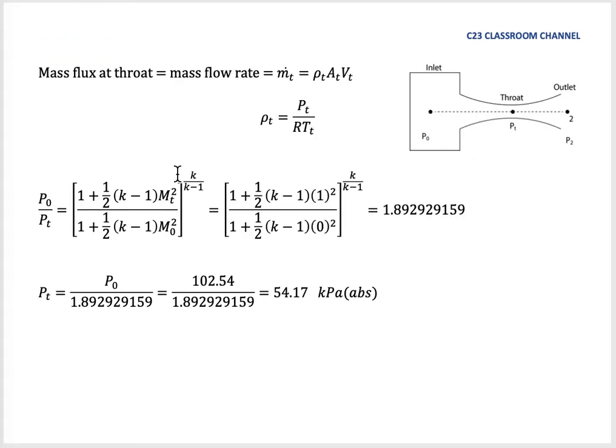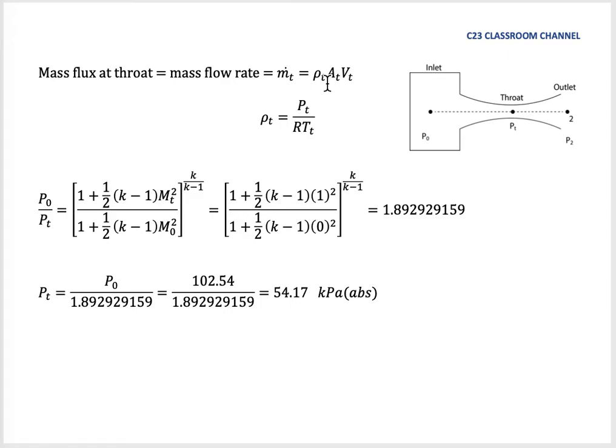Then we need to calculate the mass flux at the throat here. The mass flux means the mass flow rate, and the equation for mass flow rate is rho A V. Because we are focusing on the throat, it is okay for us to write rho at throat, cross-section area at throat, and velocity at throat.